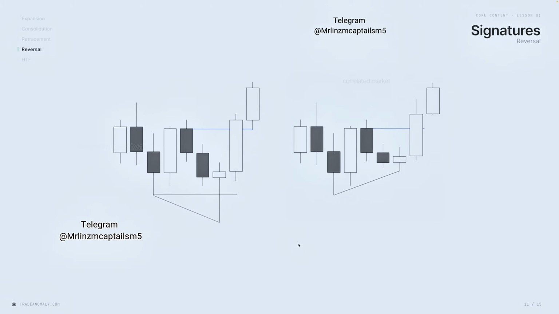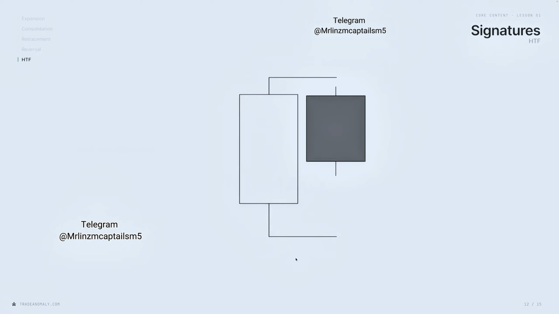Another reversal signature that we will always be using is SMT divergence, pairing that with our key level that we want to see price reverse off of. Now let's go ahead and talk about higher time frame signatures.